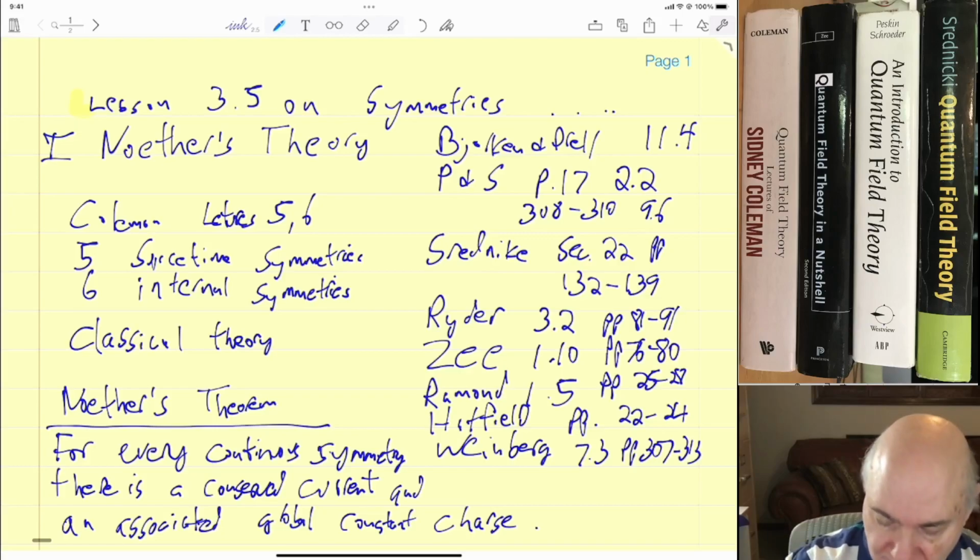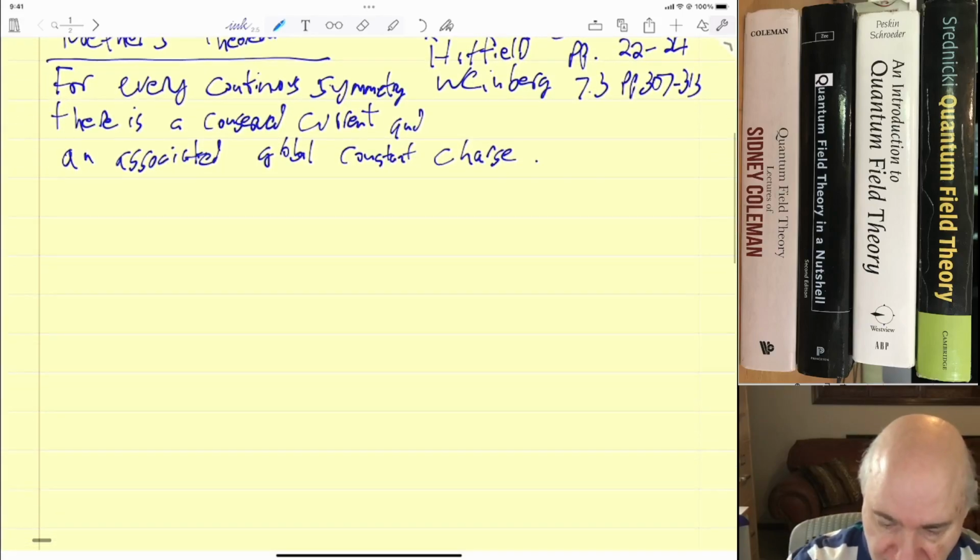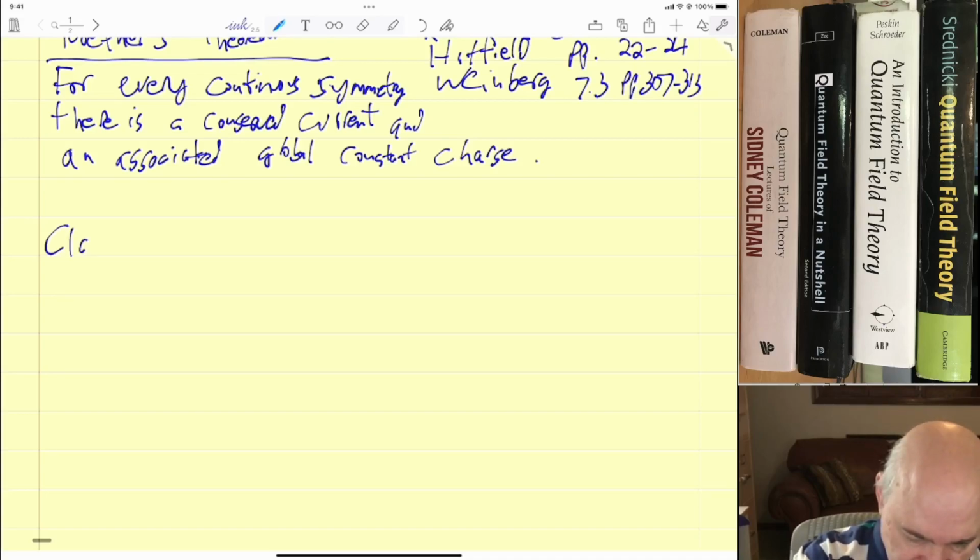Now the key thing to realize here is that I said to have a continuous symmetry. There are discrete symmetries, and these lead to things like parity and other possible internal symmetries that might be conserved. But Noether's theorem really applies only to continuous symmetries. So that's what we'll treat. I want to start by treating classical mechanics.